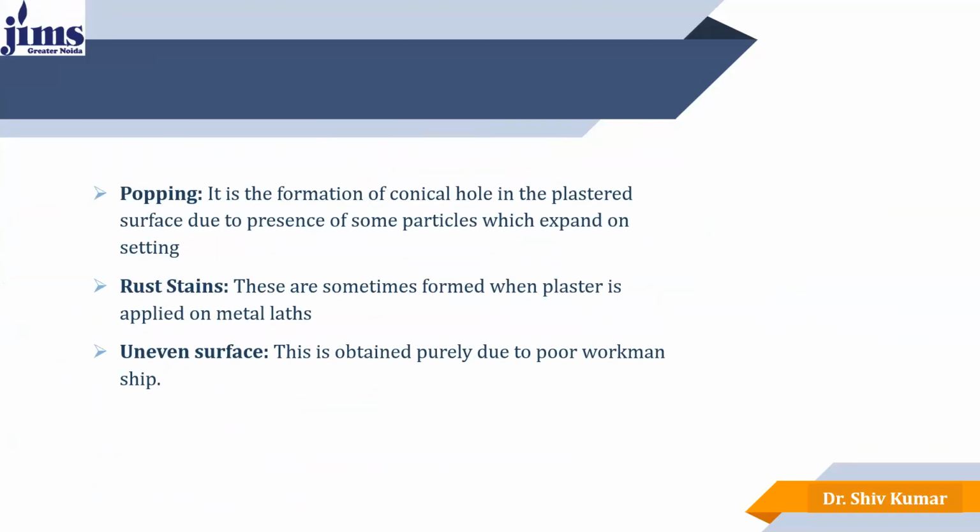Next is popping. It is the formation of a conical hole in the plastered surface due to the presence of some particles which expand on setting. Next is a rust stain. These are sometimes formed when plaster is applied on metal laths.